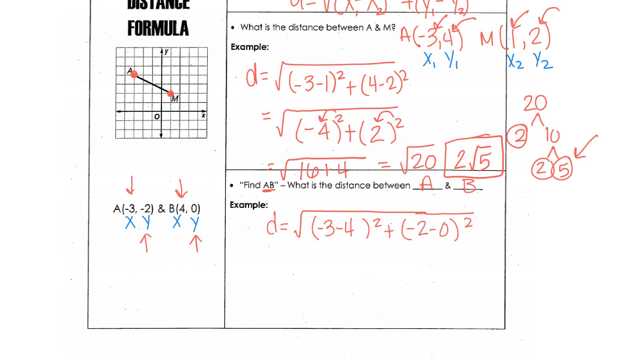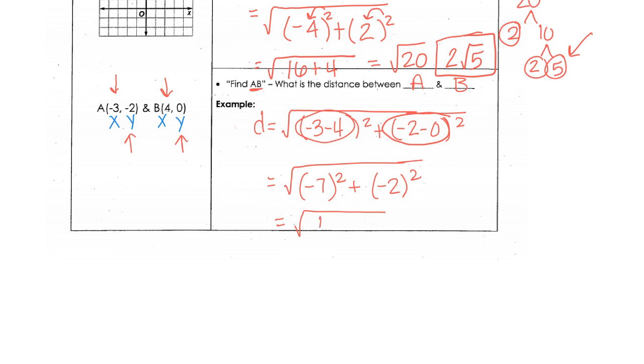Now notice how 0 doesn't change your answer, but you can go ahead and leave it plugged in just to play it safe. So we get -3 minus 4, that's -7 in parentheses. Don't forget those parentheses, because if you type that in the calculator without the parentheses, it's going to give you a negative answer. And then we have -2 minus 0, that's just -2 squared. So we get 49 plus 4, which gives us the square root of 53. Now, 53 is prime, you can't simplify that, so that's as small as that radical gets.